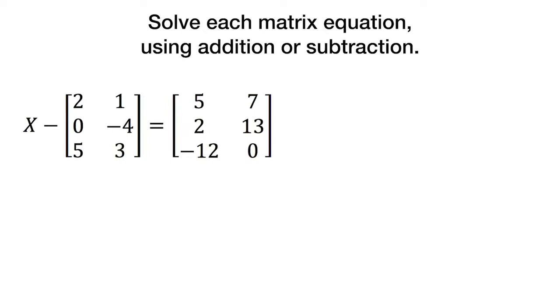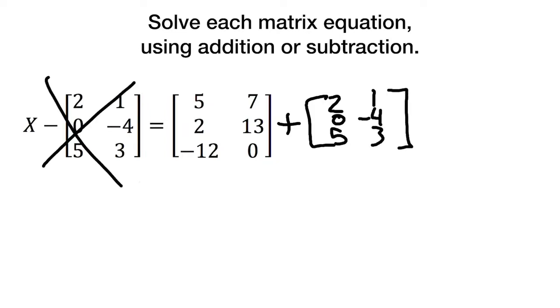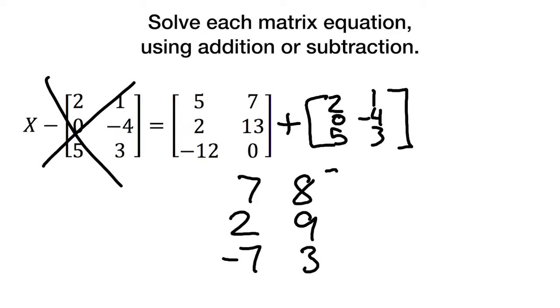the thing that I'm subtracting from x, meaning plus 2, 0, 5, 1, negative 4, 3, which will cancel this out, meaning 5 plus 2 is 7, 7 plus 1 is 8, 2 plus 0 is 2, 13 minus 4 ends up being 9, negative 12 plus 5 is negative 7, and 0 plus 3 is 3. So that would be our answer.